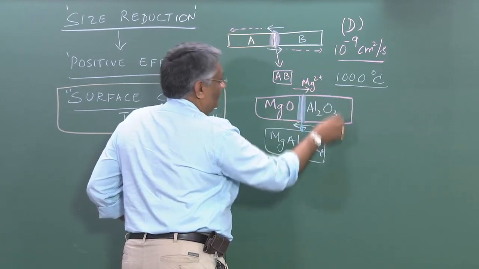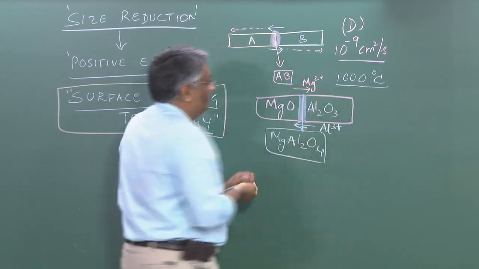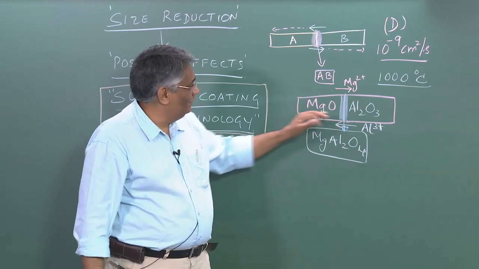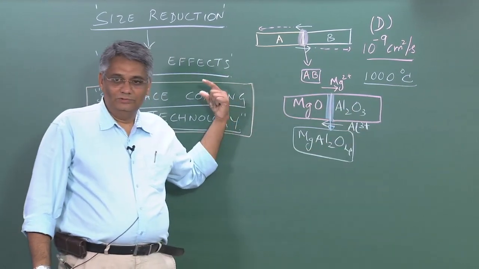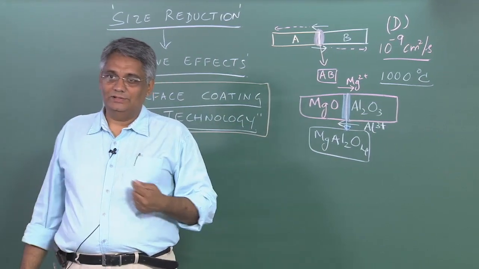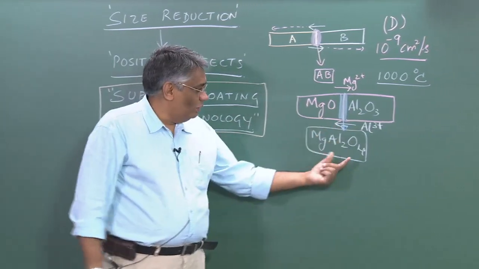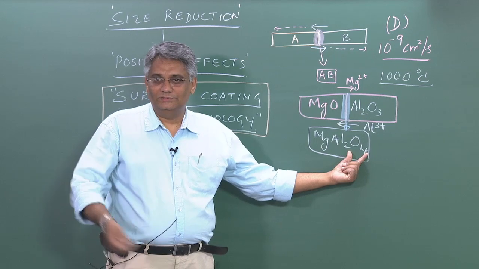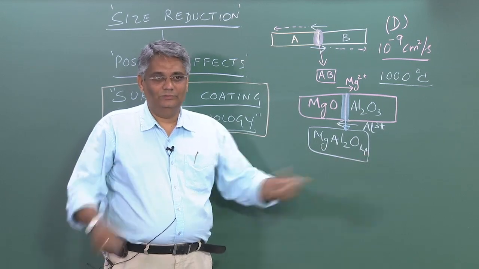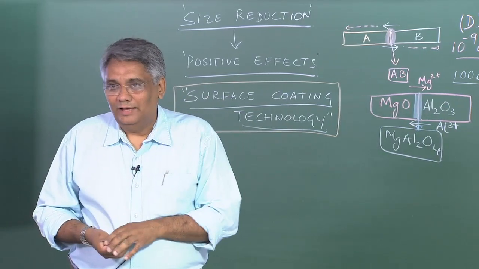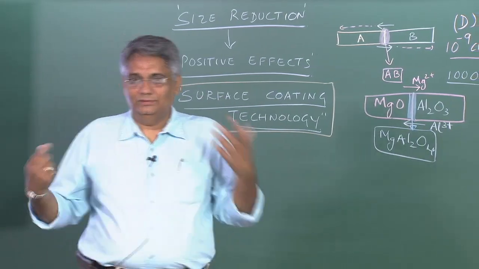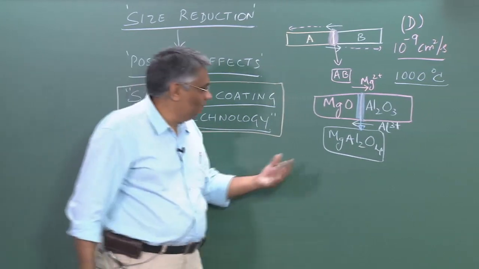Now you see, for every 3 magnesium ions that migrate to the right hand side, you will have 2 aluminum ions coming to this side, because there's always a charge balance that has to happen. And the oxygen stoichiometry is almost automatically adjusted, because you're making this reaction happen in an oxygen atmosphere, in air rather. Okay.